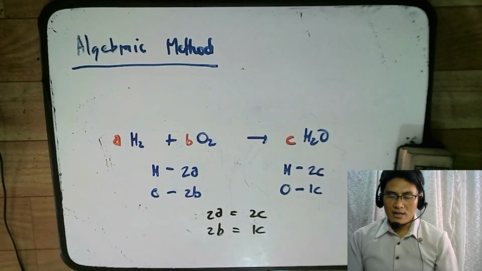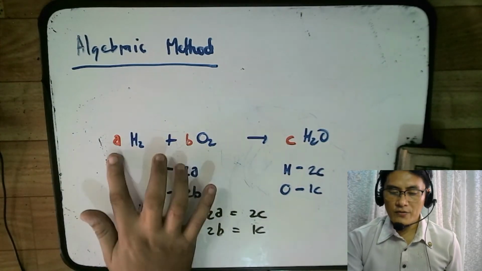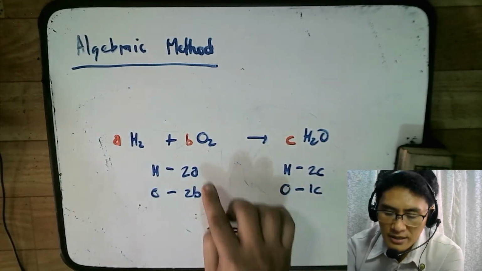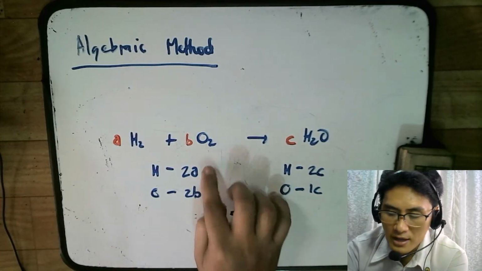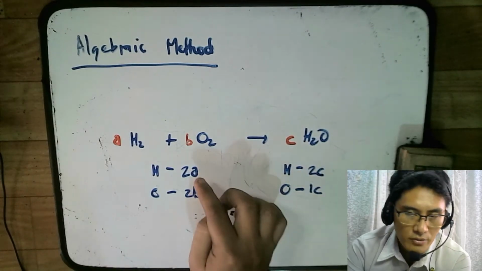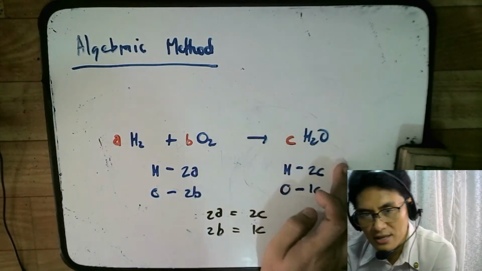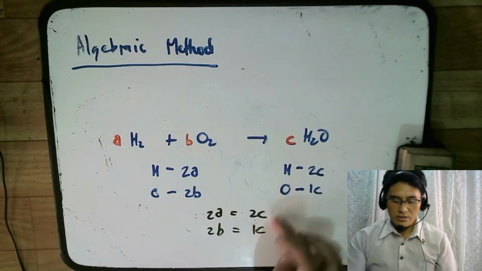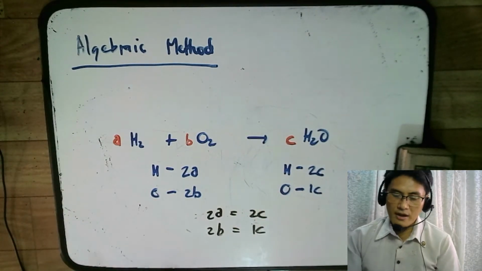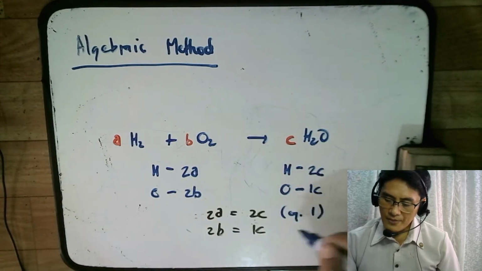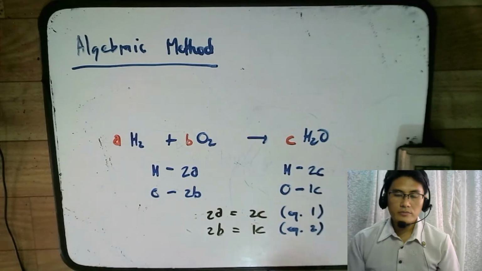What we did was we replaced the coefficients with unknown variables. And then we constructed the count of hydrogens, the count of the elements on both sides. And then we said that because of conservation of mass, the number of elements on this side is equal to that side. So we can construct equations for the H and equations for the O. So let's call this equation 1 and let's call this equation 2.